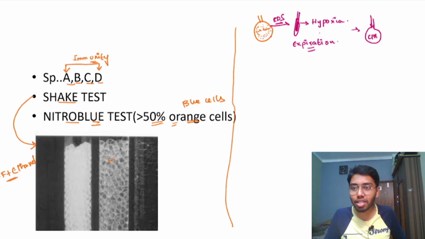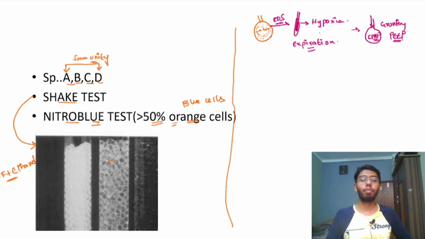This is natural CPAP. Grunting is a way of natural CPAP by which the baby is trying to maintain positive pressure. We call it positive end expiratory pressure. That is why the baby is grunting. When it grunts, the alveoli will not collapse, and when the alveoli do not collapse, you won't have hypoxia. So automatically the baby adapts.